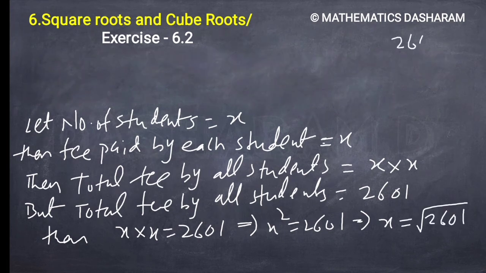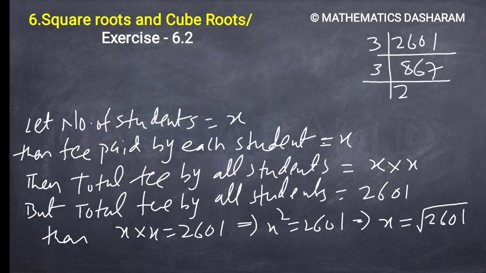So 2601, it is not coming in the 2 table, no? So then take the 3 table. 3 8s are 24, 2 remainder, 3 6s are 18, 2 remainder, 3 7s are 21. Next, again the 3 table, 3 2s are 6, 2 remainder, 26. So 3 8s are 24, 2 remainder, 3 9s are 289. Next it is not coming in the 3 table. Next the 5 table, 7 table, 11 table, 13 table, and finally the 17 table. 17 17s are 289. So 17 ones are 17.